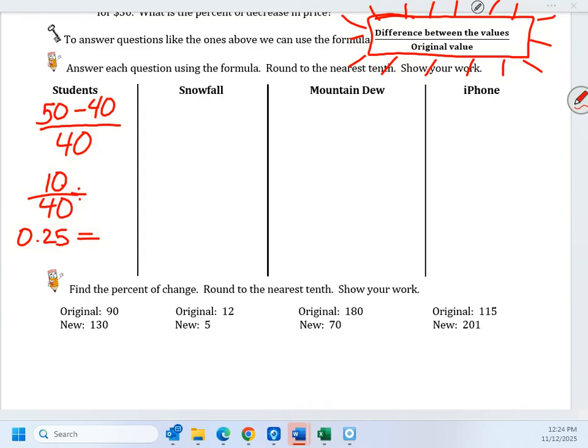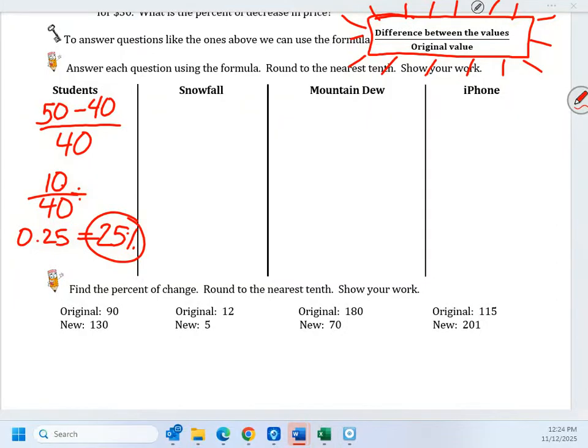Now this is important. The question says, what is the percent of increase? So I got a decimal. We learned a few objectives ago how to go from decimal to percentage. My answer has to be as a percent. If you give me a decimal as your answer, it will be wrong because it's not answering the question. What percent is this, Colton? 25%. Your answer must be as a percent.